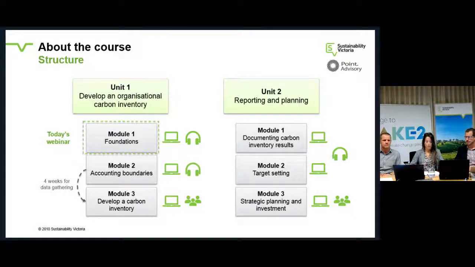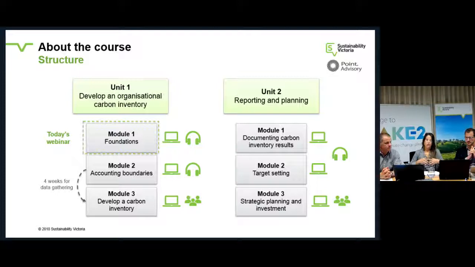Once we do that, we go to Unit 2, which is more around reporting and planning. So it's basically what we do with the carbon inventory once we've done the calculations. The first module will focus on how you can document the results of your carbon inventory. Module 2 will be around setting emissions reduction targets. Those two modules will be delivered through the Open Learning platform and a combined webinar. So there will be one webinar for those two modules.